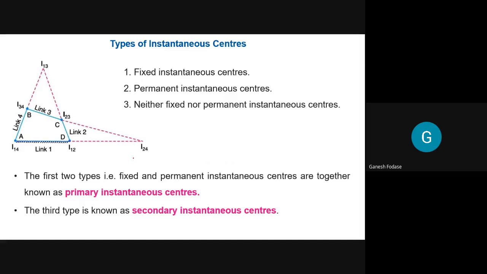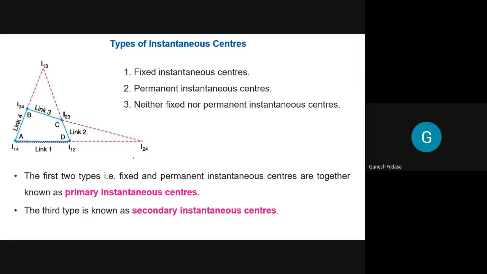Now, there are 3 types of ICRs. One is fixed ICR, another is permanent ICR, and the next one is neither fixed nor permanent ICR. This is a very important topic. In today's session, we'll take only the theory part. So 3 ICRs are there: fixed, permanent, and neither fixed nor permanent ICRs.